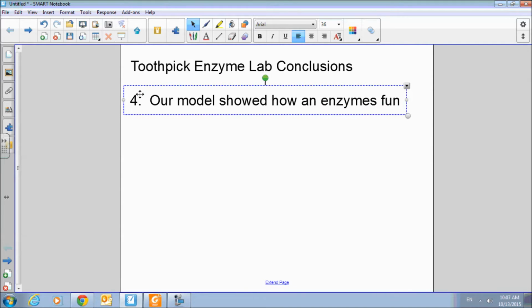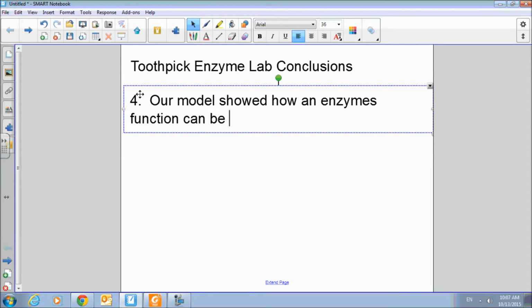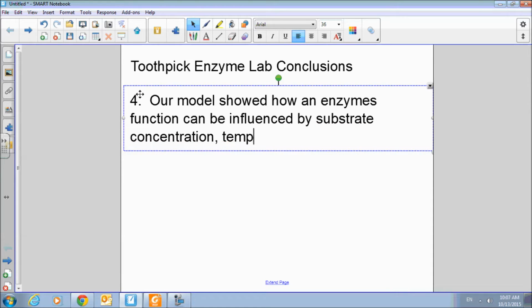Right. So we showed how an enzyme's function, or how quickly it works, can be influenced by substrate concentration, temperature, and what was the last one? And shape. Just like we talked about in our bell work a couple days ago, when enzymes control a reaction, are they used up? No. Were our hands used or changed when we broke the toothpick, when we carried out that reaction? No. So that is also accurate.